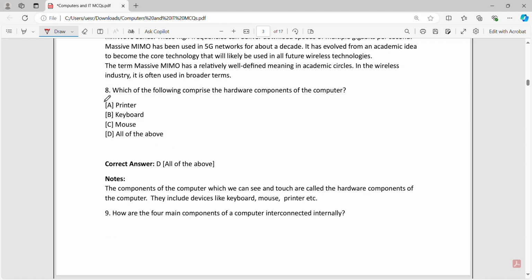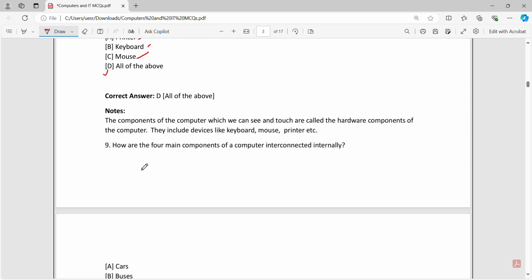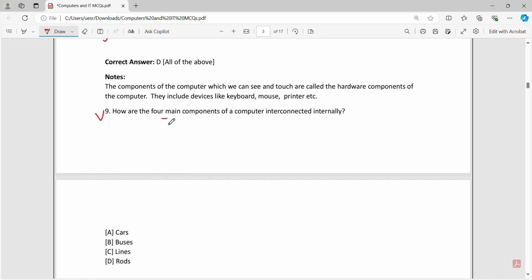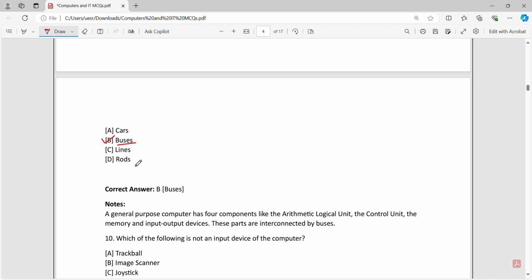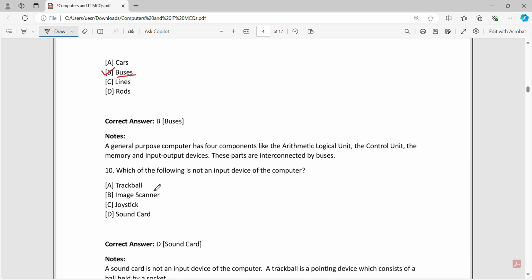So, eighth question: which of the following comprise the hardware components of the computer? So the answer is all. Printer, keyboard, and mouse are all hardware components. Ninth, how are the four main components of a computer interconnected internally? So the answer is buses. A general purpose computer has four components: the arithmetic unit, logic unit, the control unit, the memory and input output devices. These parts are interconnected by buses.